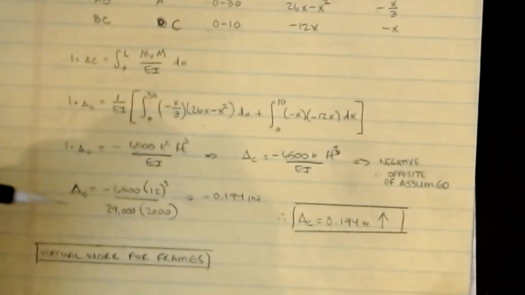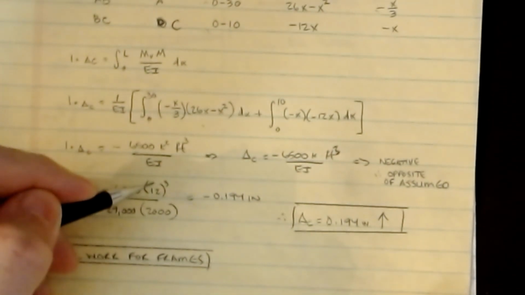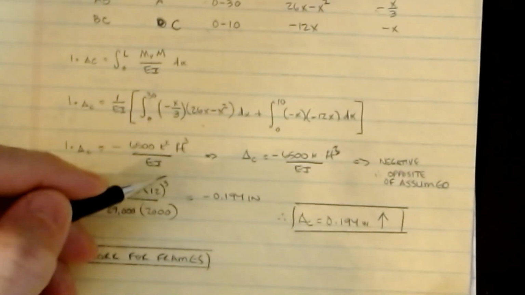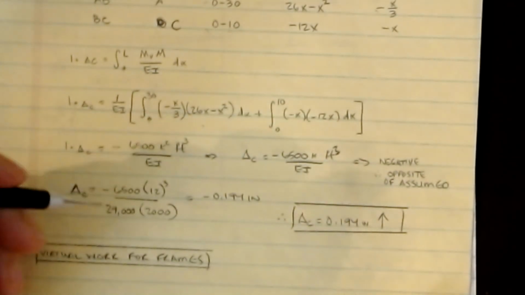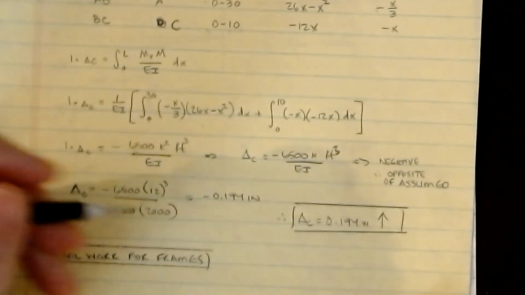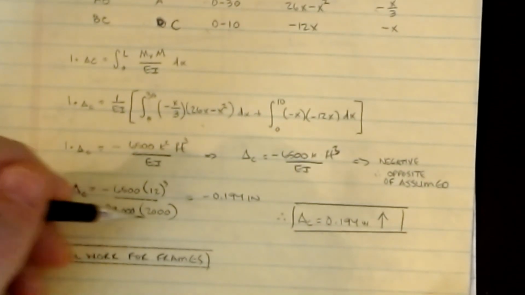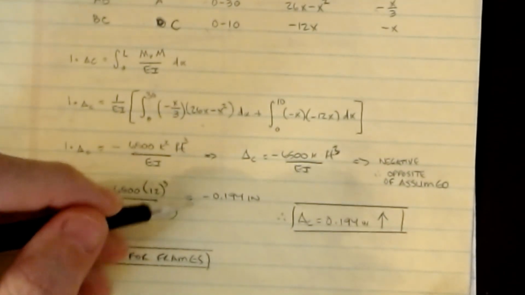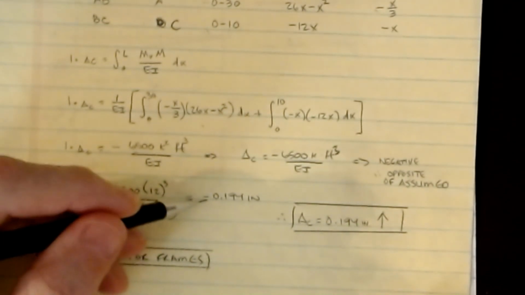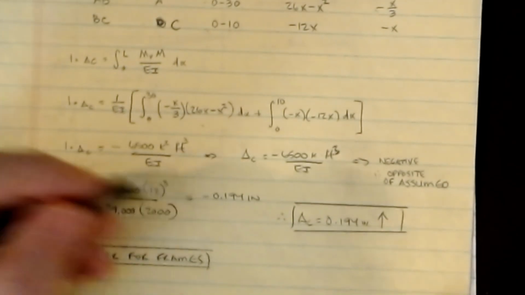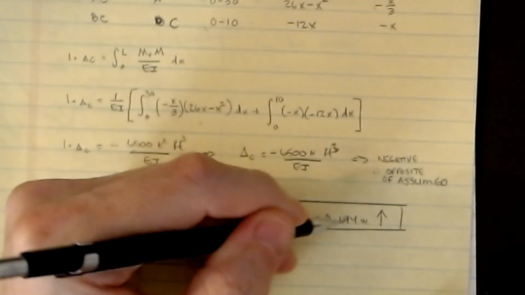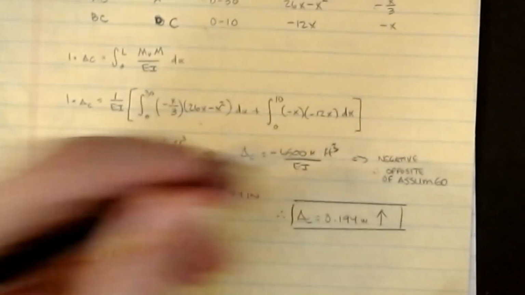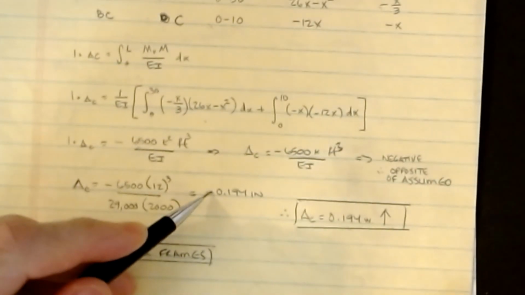Then I can plug in my calculations. Minus 6,000, and I have my inch to feet conversion, and there are 3 of them, so that's why it's 12 cubed. Then I have 29,000 ksi and 2,000 inches to the 4th. When I do this, my deflection will be negative 0.194 inches. What the negative means is it's opposite what I had. So delta C is moving 0.194 inches upwards. That's what the negative sign was telling us.